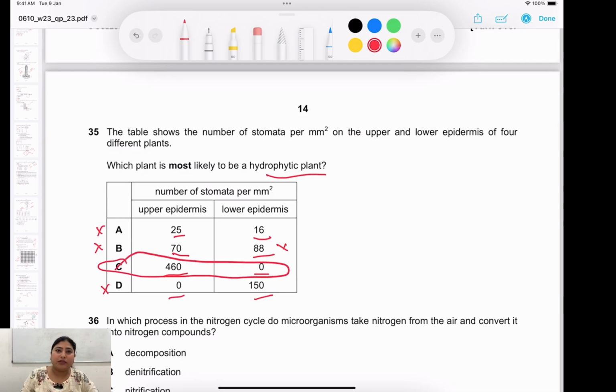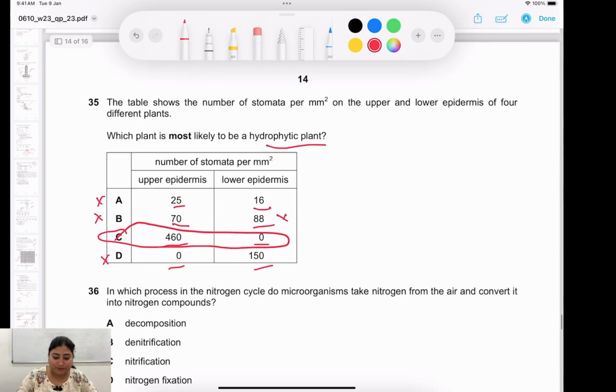Why? Because hydrophytes are already inside the water, so they do not need to conserve any water. And this plant has stomata on the upper epidermis so that it can absorb CO2 for photosynthesis. So the correct answer here would be C.